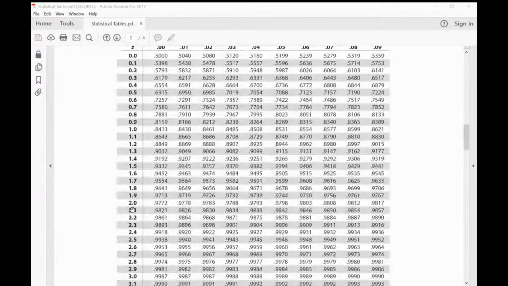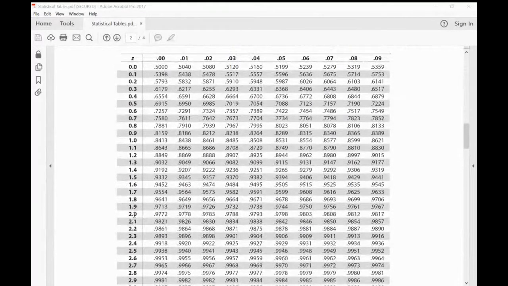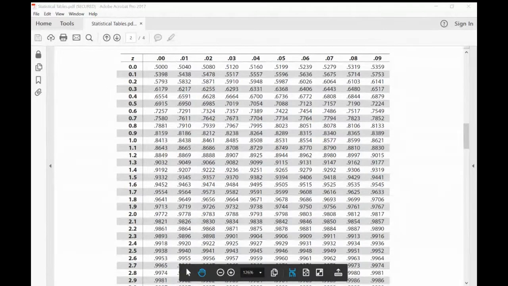And I want 2.15. So here's 2.1, and here is my 0.5. So my answer is going to be 0.9842, right? Let's see if I can get this to work. Right there, 0.9842. And let me stop sharing this.